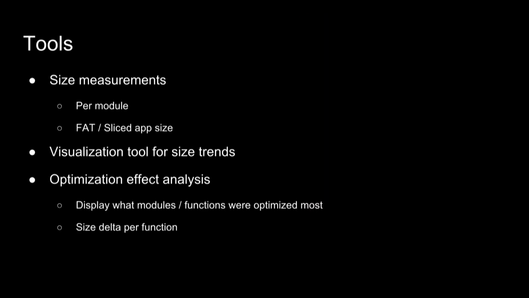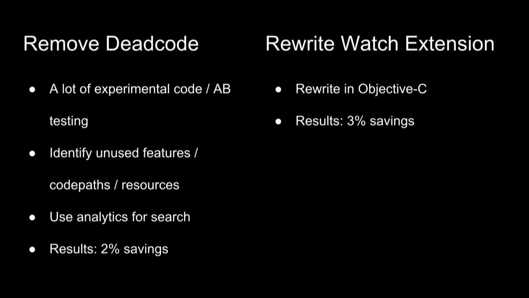We also built tools to measure the size per module and the app size per slice in architecture. Apple's limits are on the size of the largest slice in a fat binary, so that's what we focused on as well. We also built a tool to visualize the size trends and analyze the effect of optimizations by displaying what modules or functions were optimized most and showing size changes per function. Now let's dive into each area.